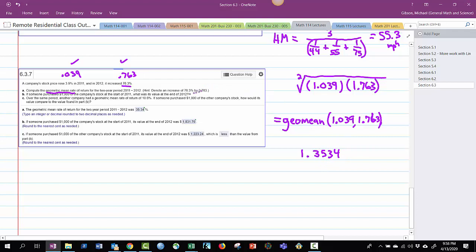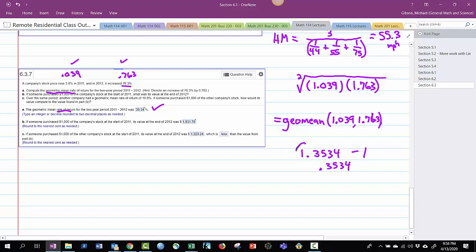So let's go over here to see the question. It asks for the rate. Right, well, we got the factor. To get the rate, we just subtract 1. And then it asks for the percentage, right? Just move the decimal over 2, 35.34%. If someone purchased $1,000 of company stock at the start of 2011, its value at the end of 2012 was what?